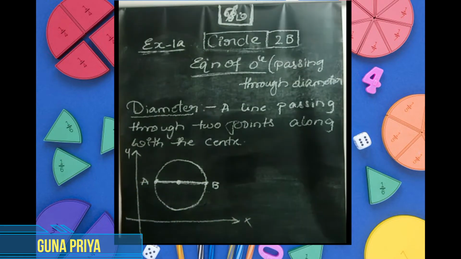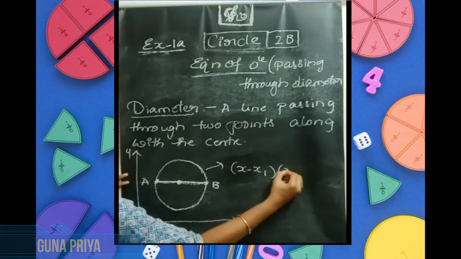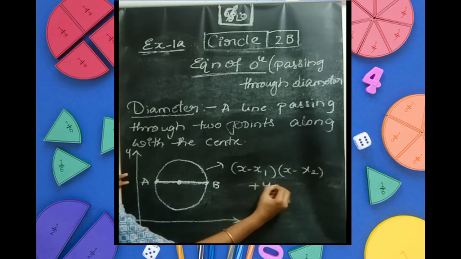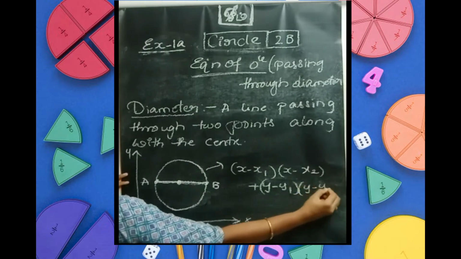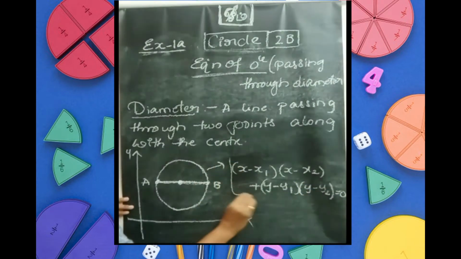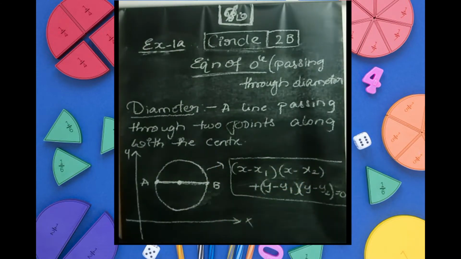X, y. For this, the equation is (x minus x1) into (x minus x2) plus (y minus y1) into (y minus y2) equals 0. This is the equation of a circle passing through the diameter.